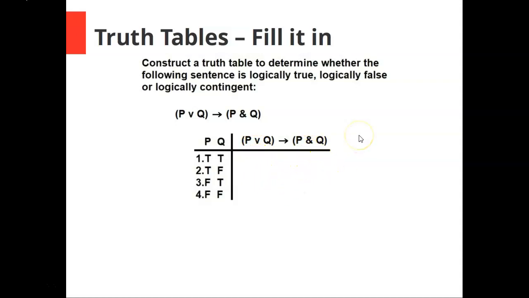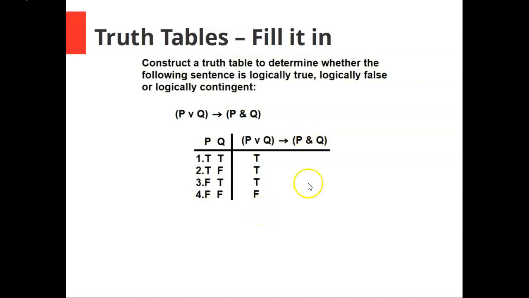It actually doesn't matter what order you go in. You could start here or here. The disjunction column is TTTF because the rule for disjunction is that a disjunction is only false when both disjuncts are false. So how do we get this? We look over here. On line 1, P is true and Q is true. On line 2, P is true and Q is false. Line 3, P is false and Q is true. And on line 4, false and false.